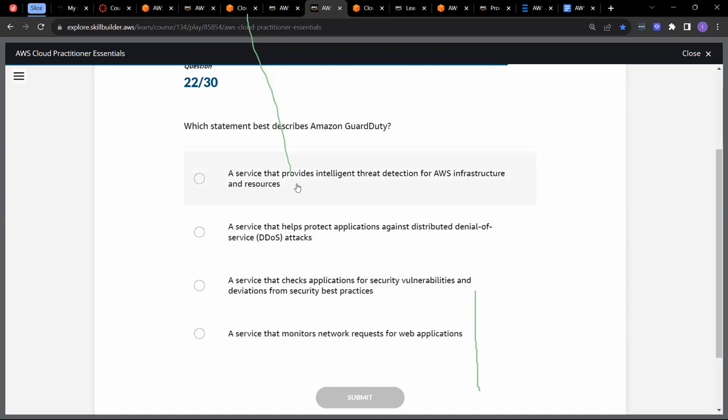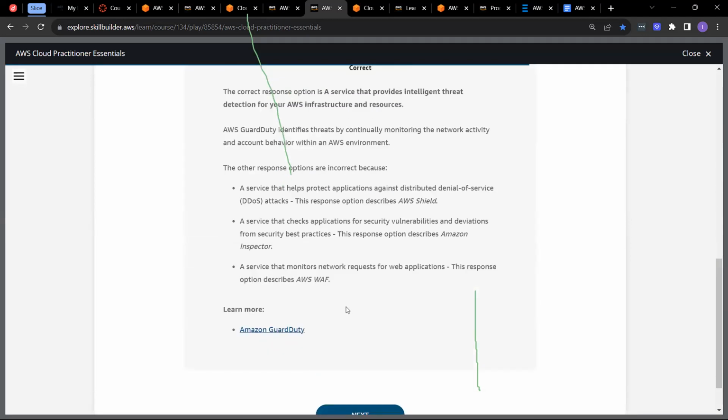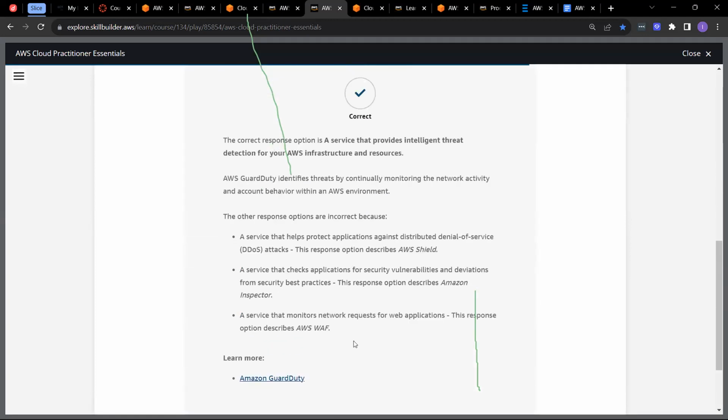A service that provides intelligent threat detection for AWS infrastructure and resources, that is GuardDuty. So what's the other one? WAF. A service that monitors network requests for web applications. The response option describes AWS WAF.